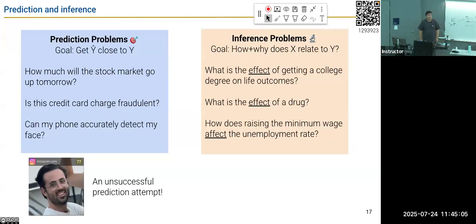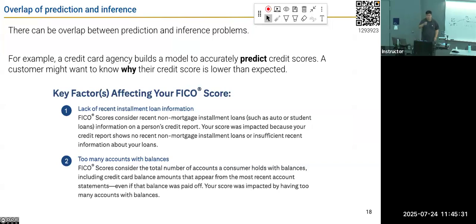Effect is the keyword here. We're trying to assess how one variable influences the other. We're not trying to predict people's life outcomes. We're trying to assess what factors influence life outcomes. So we'll talk about inference for a little bit.